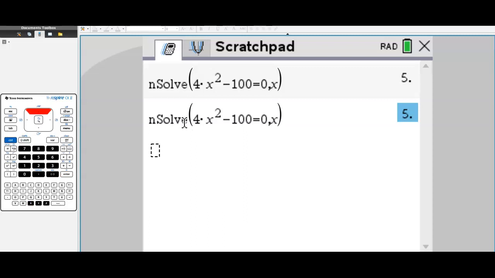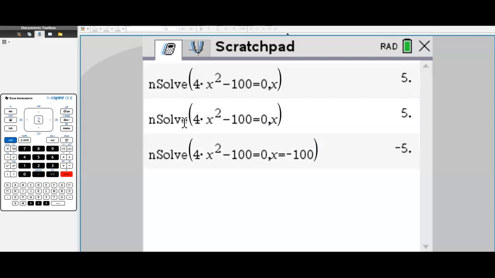If you click up twice, you can highlight this, click enter, and it copies it. Move to the left, and we can actually say that we want to set a parameter for x. So I'm going to say x equals negative 100. It really doesn't matter what that negative number is, but I want that function to be checked for negative values. So if I click enter, I get my second root of negative 5.